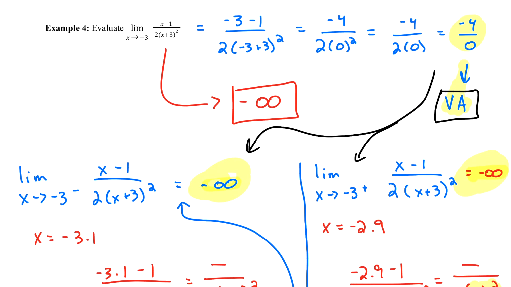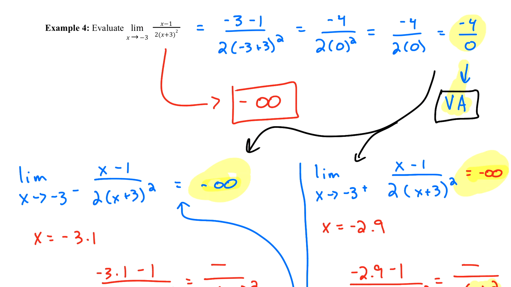If we had ended up with some other number, if we ended up with, say, negative 4 divided by 1, then that would be our answer. That would be it. We'd be done. But because we know we have a vertical asymptote, we know that our answer should either be positive infinity or negative infinity, and we just need to figure out which one.